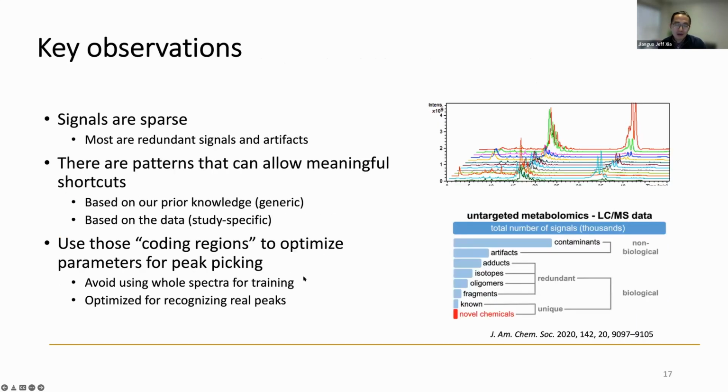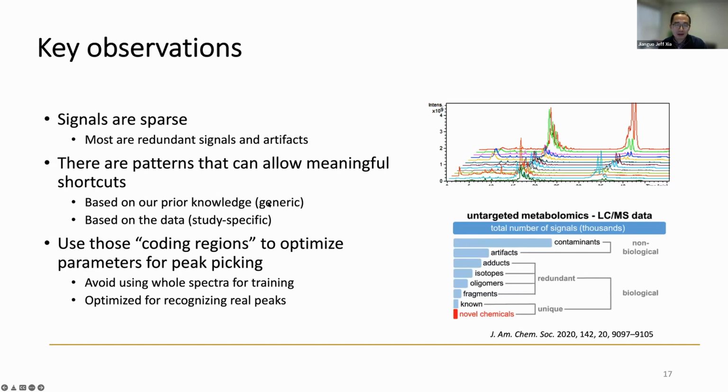So overall, we want a solution that is reasonable, that is fast, and it must be better than if you use default parameters. So how can we go about solving these issues? One key observation is that the MS spectrum is quite sparse, and this is interesting. When I see this, I said, okay, why don't we focus on the places that have more signals to train, rather than using the whole spectrum, which is very big. When we started thinking about that, we found it's more close to coding regions in the genome.